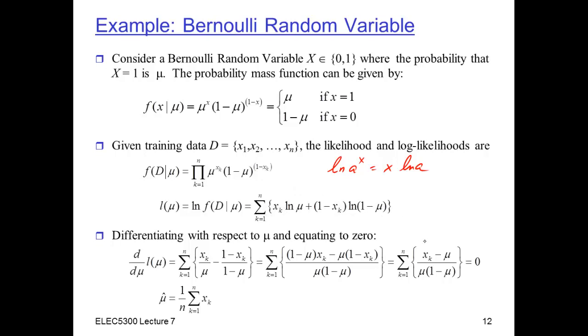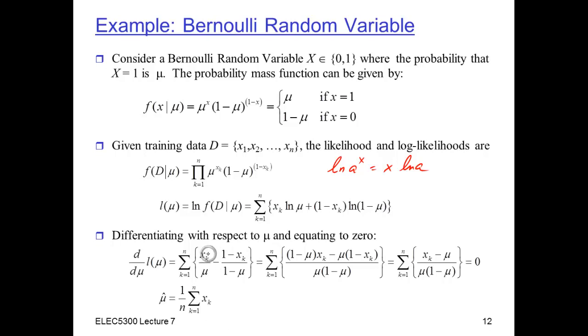Now I differentiate this thing with respect to mu, and remember, whenever I differentiate the log, I just get 1 over mu, so I get x over mu, and then I get 1 minus x divided by 1 minus mu, and I get a minus sign here due to the chain rule, because I'm differentiating with respect to mu here, and I have a minus sign in front of that, so I get the minus sign due to the chain rule.